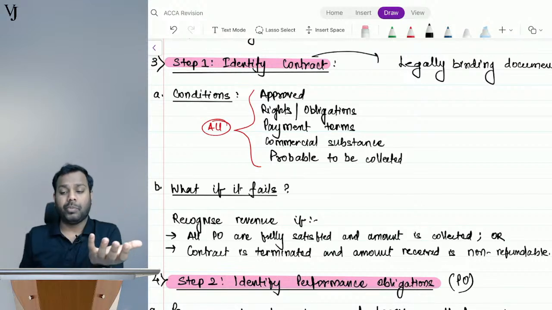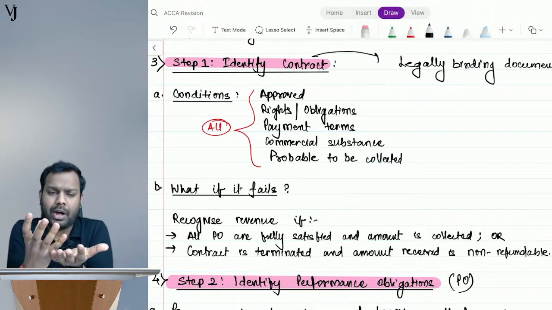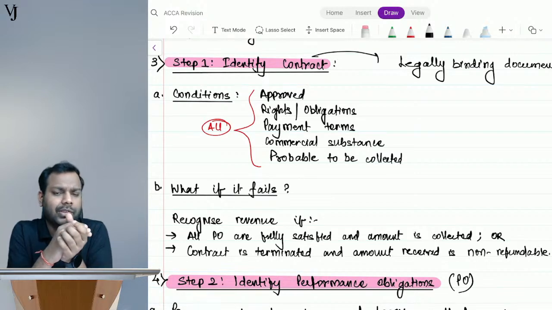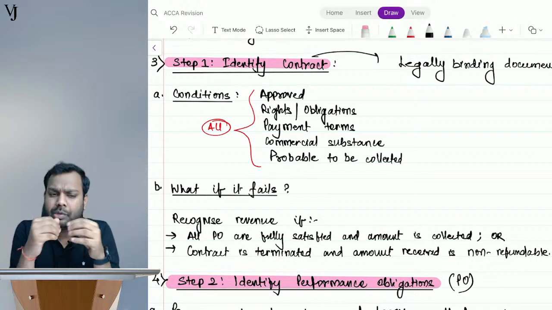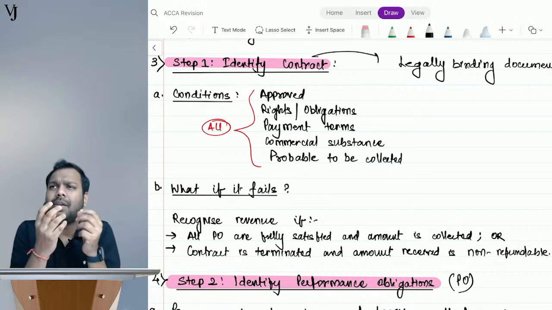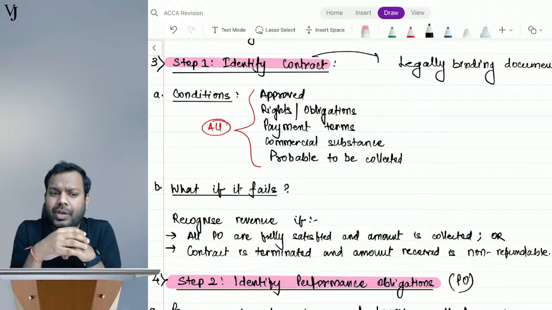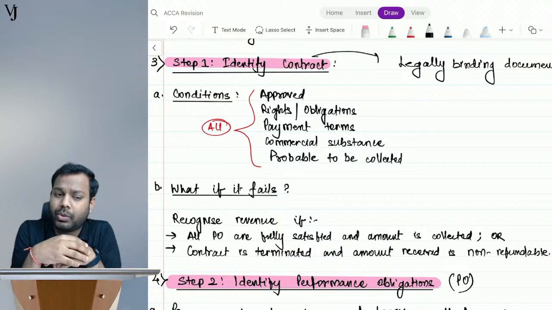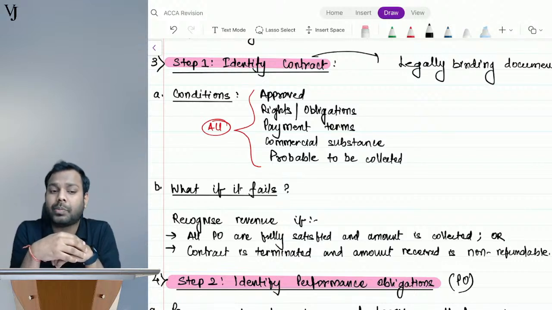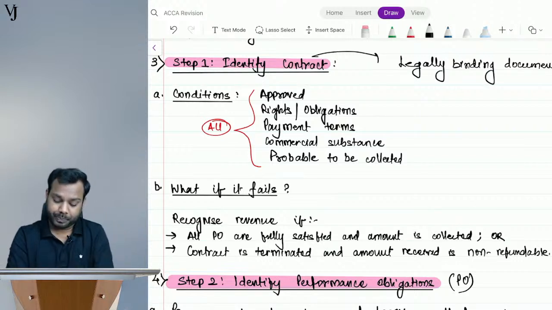Now, probable to be collected. Let's suppose I have entered into a contract with you guys to deliver the lectures of SBR, the regular batch. I'm in the process of delivering the lectures, but from one of the students, I think that I will not be able to receive the fees. Tell me, shall I recognize the revenue from him? No, right? I cannot recognize revenue because I am not expecting to receive the fees from him.